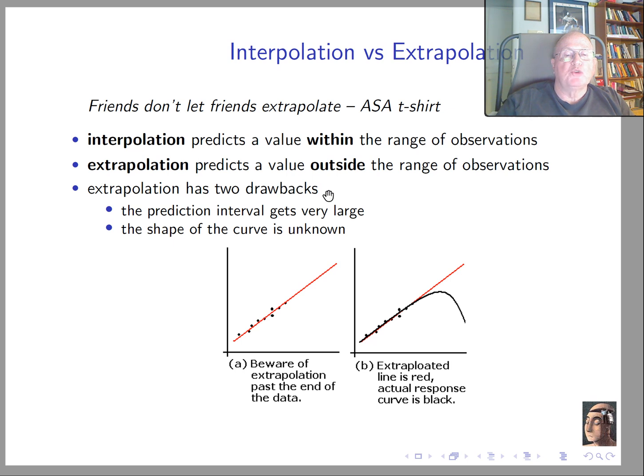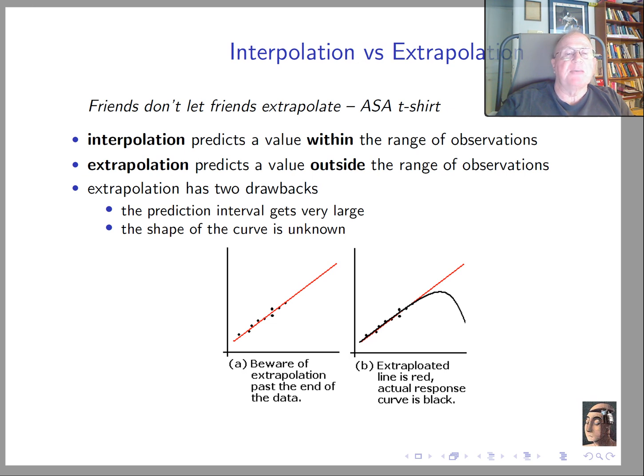Extrapolation has two drawbacks. First off, the prediction interval gets very large. Remember that swing at the ends. The intervals get bigger and bigger as you go further out. But the other thing is that the shape of the curve is unknown. If you extrapolate past the end of the data, you have no idea if the line is going to continue in the same direction or if it's going to take an unexpected turn. So you have to be quite careful with that.